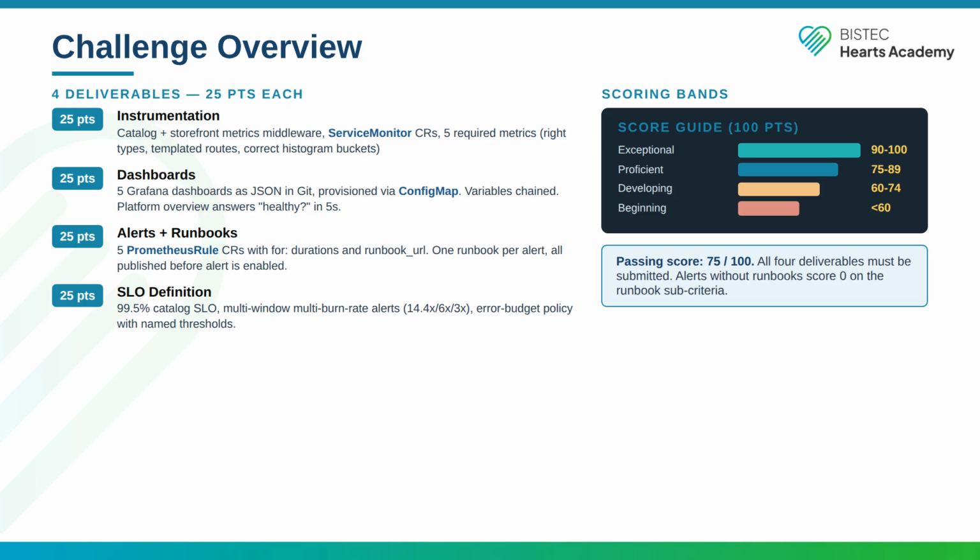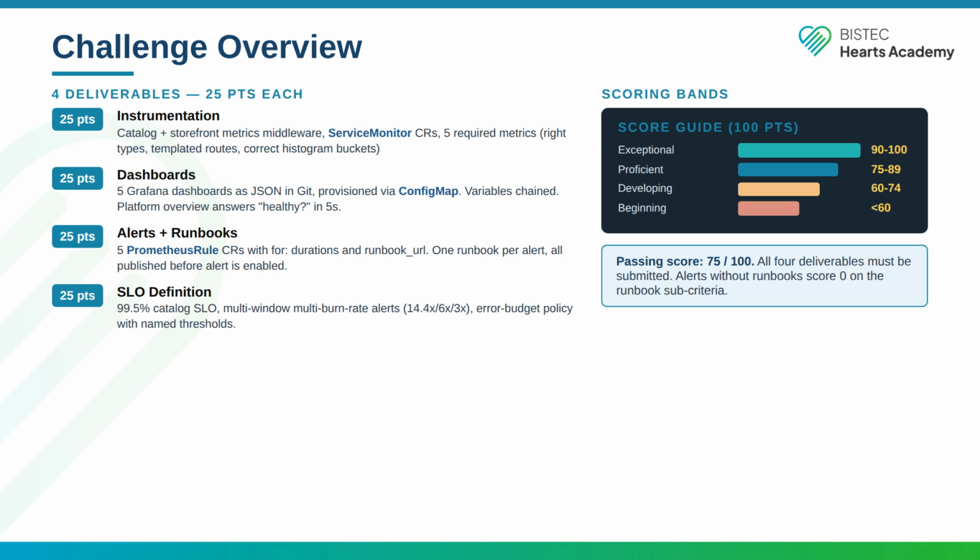Deliverable 3 is alerts and runbooks. Create 5 PrometheusRule custom resources with for durations and runbook URL annotations, and publish 1 runbook per paging alert before enabling it. Alerts without runbooks score 0 on the runbook subcriteria.